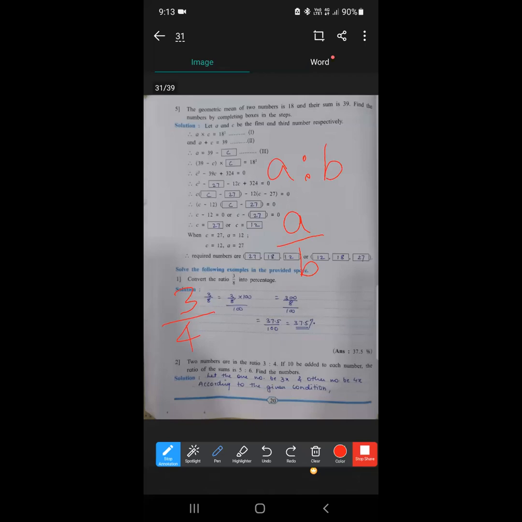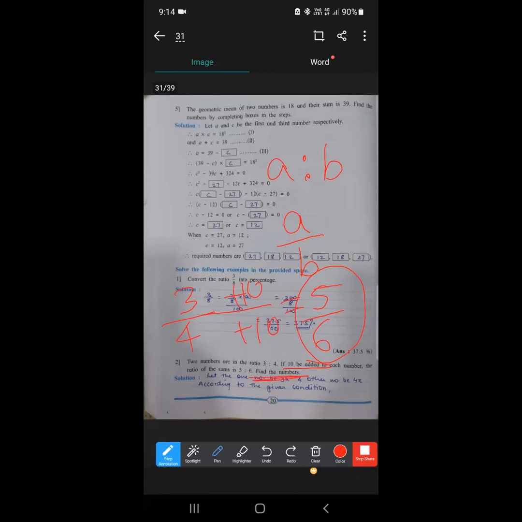If 10 is added to each number, the ratio of the sums, meaning after addition, will be 5 is to 6, that means 5 upon 6. Now 10 is to be added, which means 10 is added to both the numbers, that is for 3 as well as for 4. After adding 10, the ratio becomes 5 upon 6. Find the numbers. Now, find the numbers means what?